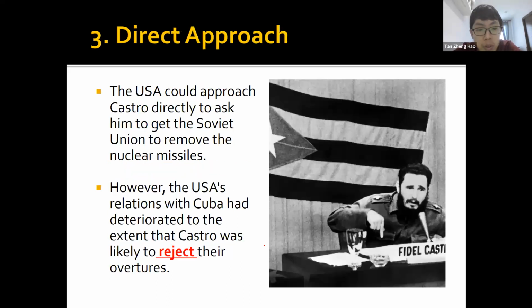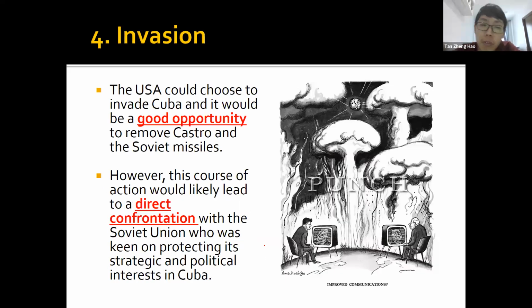One approach is to directly ask the Soviet Union to remove the nuclear missiles. But at that point, the relationship with the USSR was not good. The relationship with Cuba was very poor. It's not likely going to succeed if they ask the Soviet Union to remove them. Why would they?